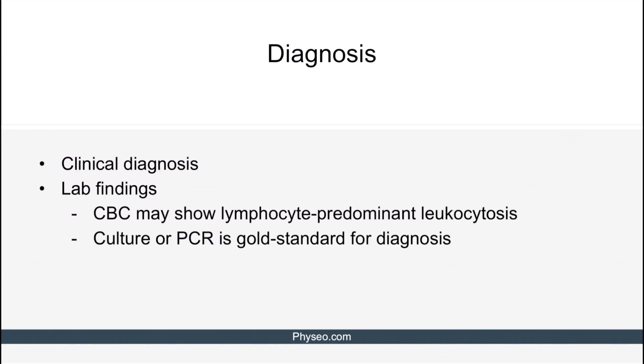Similar to many other respiratory tract infections, pertussis is primarily a clinical diagnosis. However, there is a lab finding that may be seen on CBC in pertussis, and this is a lymphocyte-predominant leukocytosis that occurs secondary to the pertussis toxin. Confirmation of pertussis can be completed using cultures to identify the organism or PCR to identify the pertussis toxin.